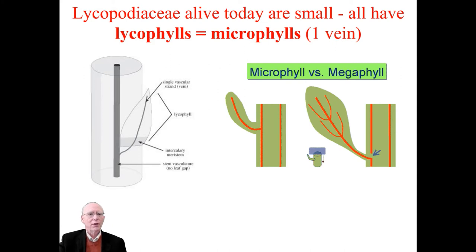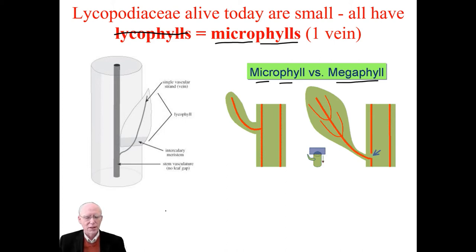So when we look at a microphyll, which some people call lycophylls, but for our purposes, we're not going to call them lycophylls because it's an unusual name for this. We're still going to stick with the more common designation for these leaves and call them microphylls. And we're going to contrast them with megaphylls. Micro, again, literally means small leaf, and mega literally means big leaf. But what are the technical characteristics that separate these two types of leaves, microphylls from megaphylls?